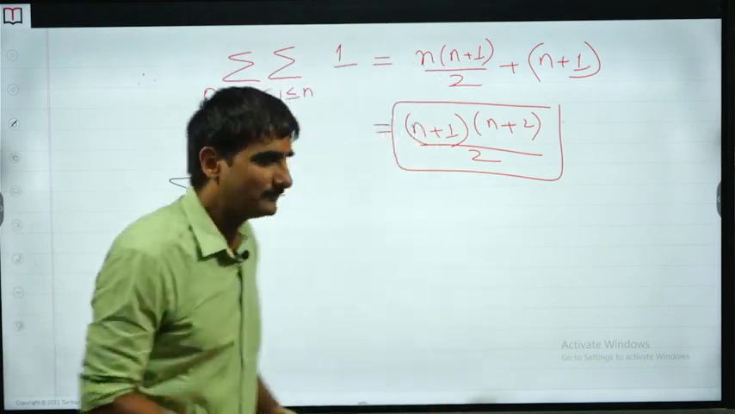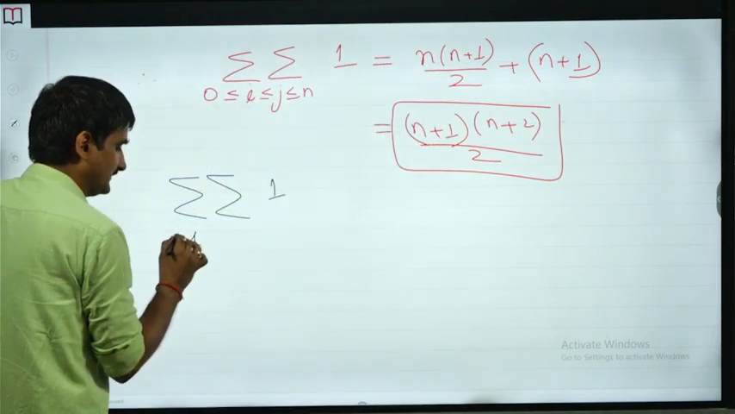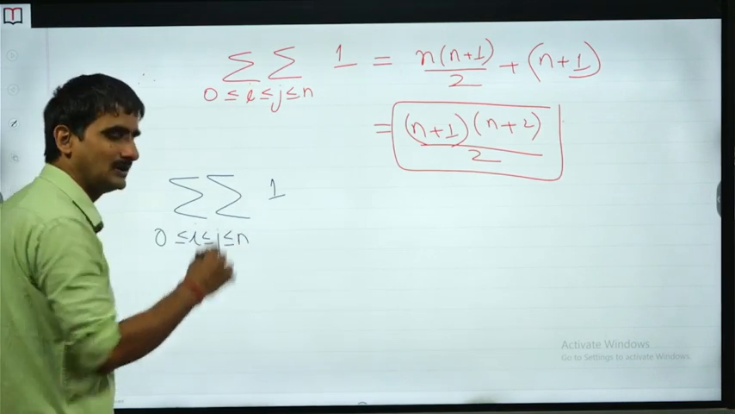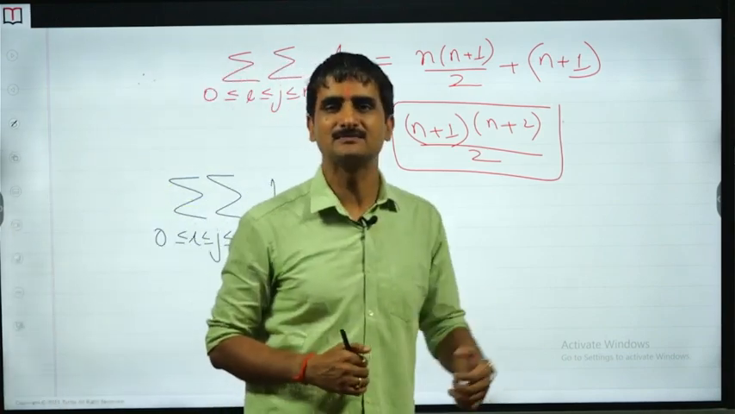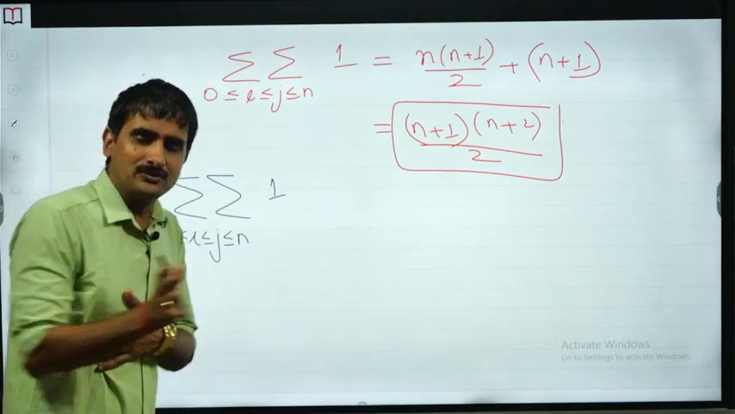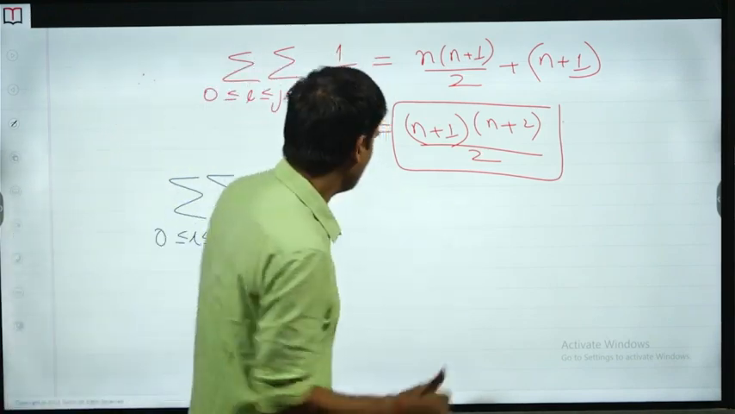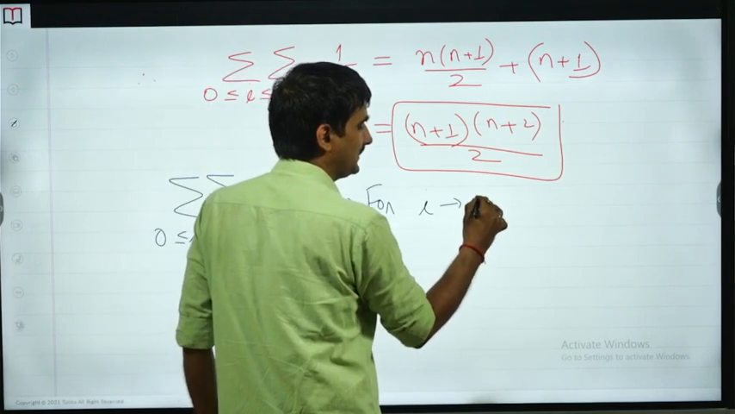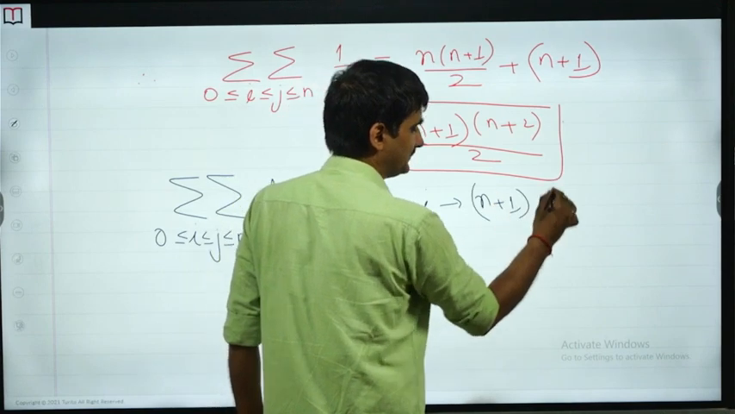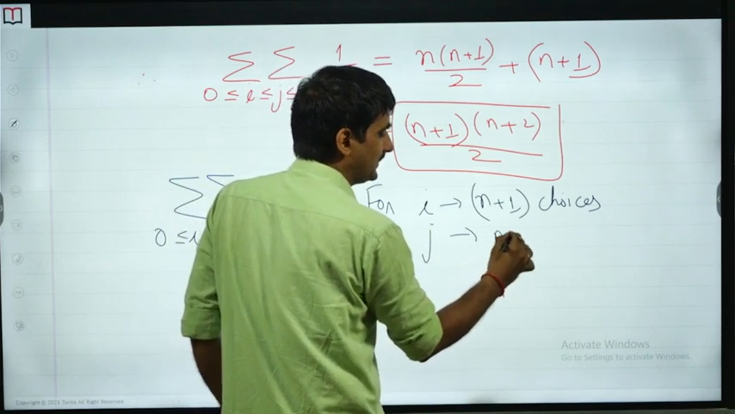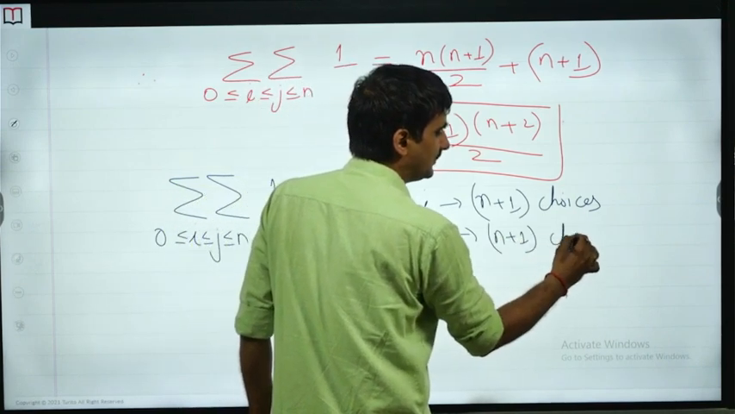But the one thing which I am going to discuss here will work only for double summation or triple summation of 1. What is it? See, i goes from 0 to n. How many choices do we have for i? For variable i, we have n plus 1 choices of numbers. For variable j, we have n plus 1 choices of numbers.